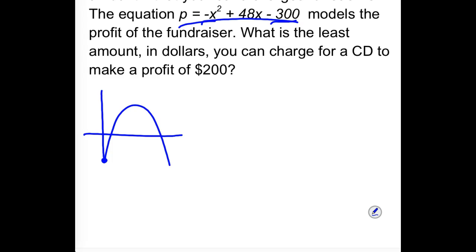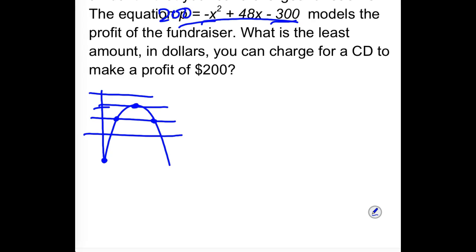Well, 200 is somewhere over here on my y-axis, right? I don't know for sure where. It might be up here, which means I don't even get to a profit of 200. There's no x value that would get me that. It could be right here, where it's going to hit in one spot, and there's just one x value that gets me a profit of 200. Or it might be down here, where there's two spots. There's two different values that I could put on that CD, both of which would get me a profit of 200.